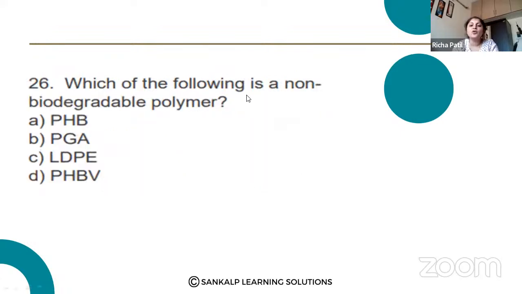Next, which of the following is the non-biodegradable polymer? Non-biodegradable polymer.